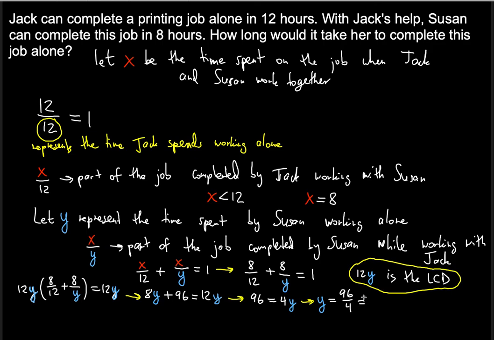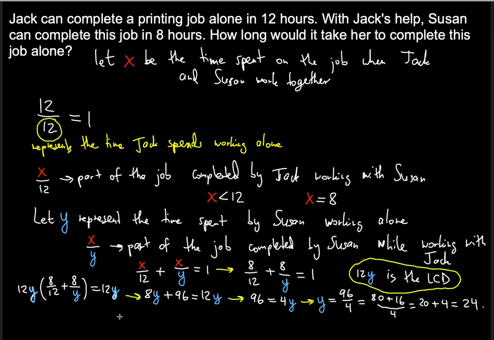And the reason you can do this without the calculator, just do 80 plus 16, and divide that result by 4. And that will give you the split answer. 80 divided by 4 is 20. 16 divided by 4 is 4. So the result is 24. So you have just found the length of time it will take Susan to complete the job alone.